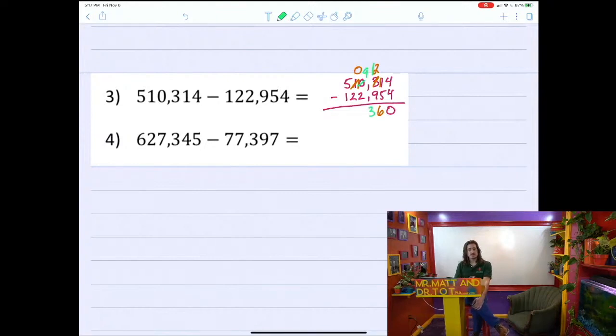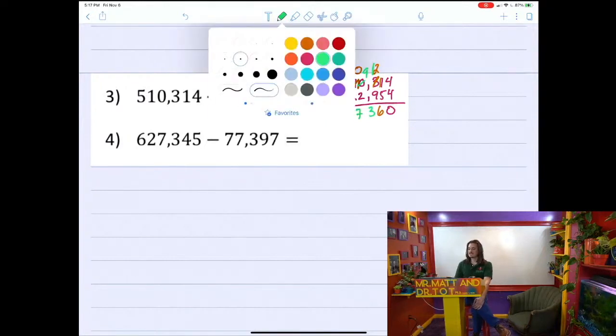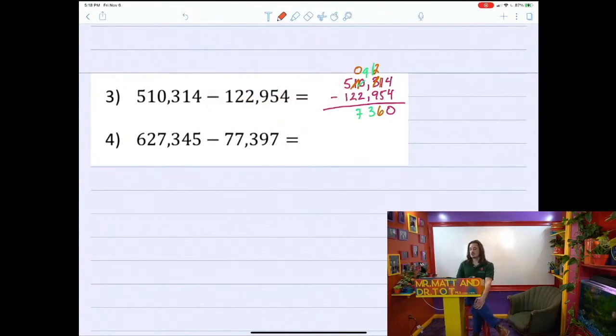In the thousands place now, we're going to have 9 minus 2, which is 7. In the 10,000s place, however, we're going to have 0 minus 2. So we're going to have to borrow from the 5, making that a 4, and turning the 0 into a 10. 10 minus 2 is 8, and then 4 minus 1 is 3. So your final answer here is going to be 387,360.